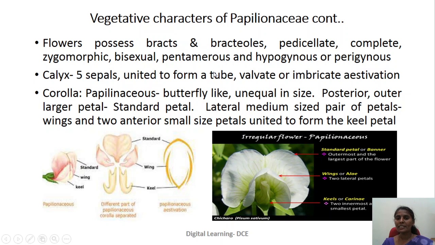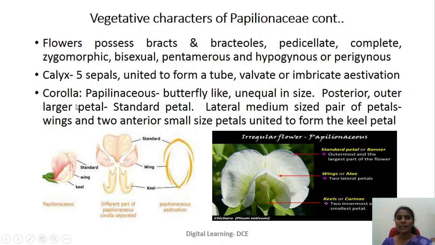They are pentamerous, that means the floral whorls are in 5 number or multiples of 5. The flowers are hypogynous with superior ovary, or perigynous where the ovary is half superior and half inferior. Coming to the calyx, which is the outermost whorl of a flower. The individual units of calyx are called sepals. There are usually 5 sepals united to form a tube-like structure with valvate or imbricate aestivation.